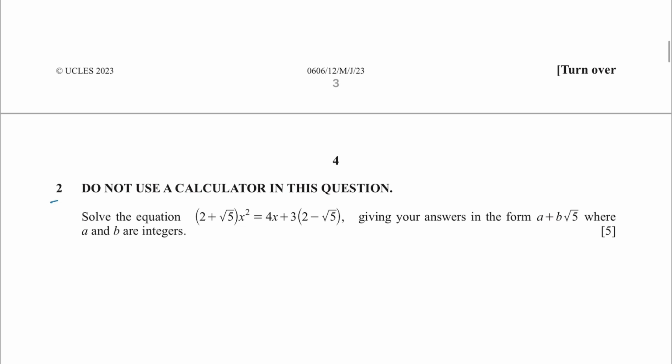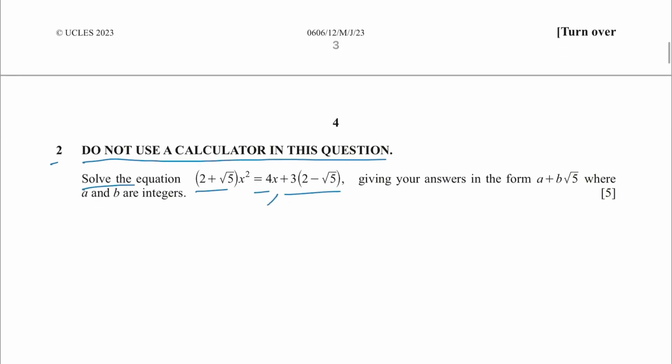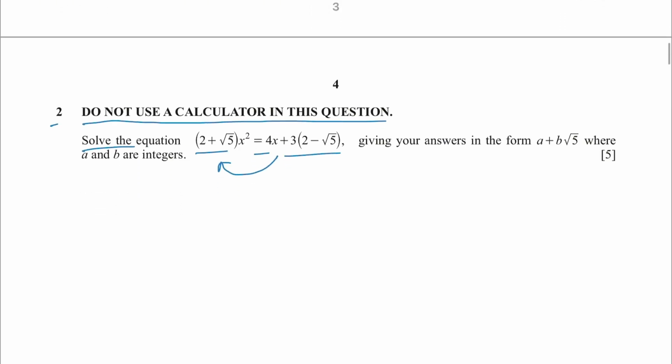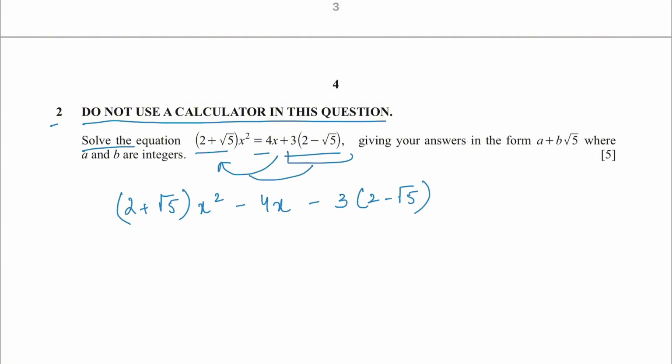Moving on to question 2, where it states do not use a calculator in this question. Now we need to solve the equation (2 plus root 5) x squared equals 4x plus 3(2 minus root 5). What we can do is bring all these things to the left hand side. So this would be (2 plus root 5) x squared minus 4x minus 3(2 minus root 5), this is whole, plus 3, and this would go over there, so this would be negative 3. This equals 0.